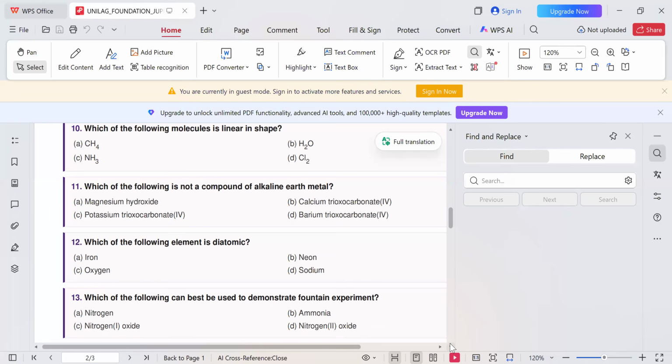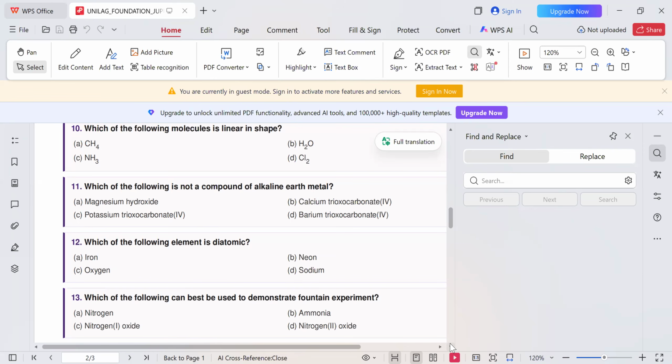We have the tetrahedral. The B, the answer H2O. H2O is actually V shape. If you look at the shape, it's V shape. Then we have ammonia, that is trigonal. Then we have Cl2, and that is linear. The Cl2 forms linear bonds, so that is the answer. So the answer is Cl2.